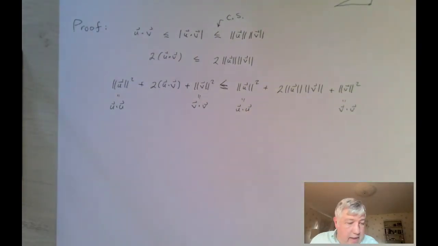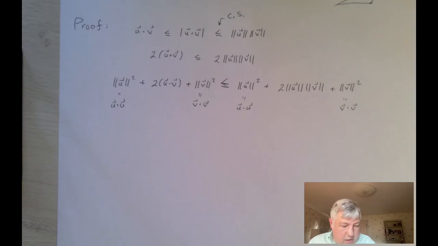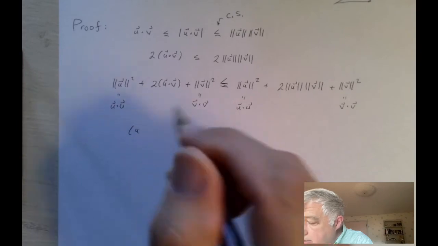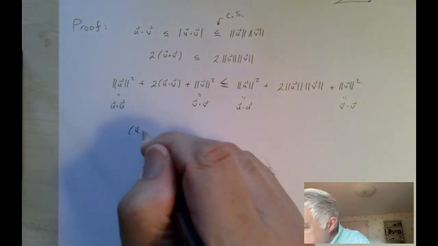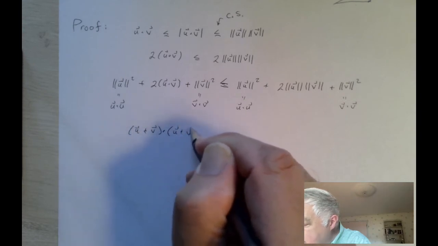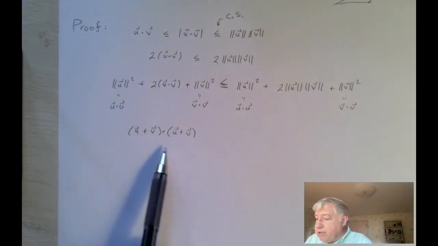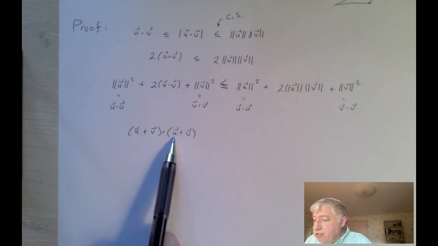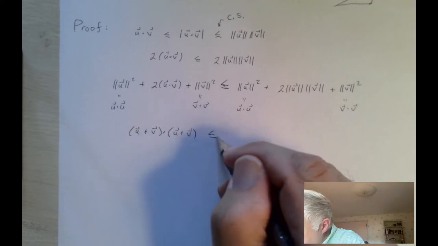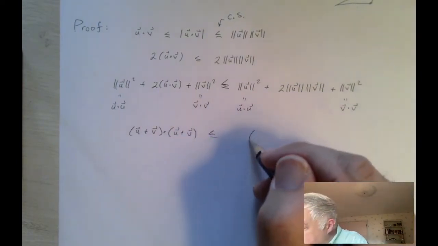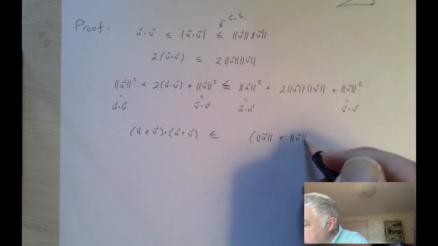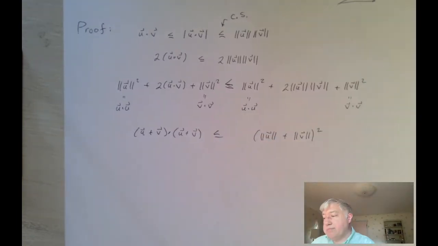And then we use our distributive law and see that this is really just going to be u plus v dot u plus v, because this will be u dot u plus 2 u dot v plus v dot v. And then over here, this is going to be the length of u plus the length of v, squared.